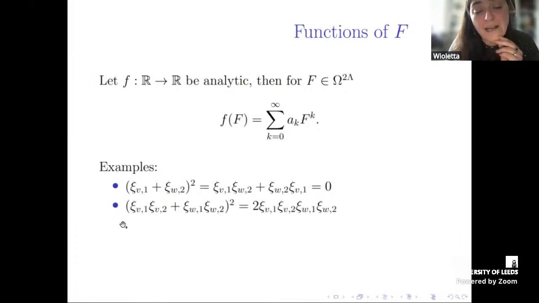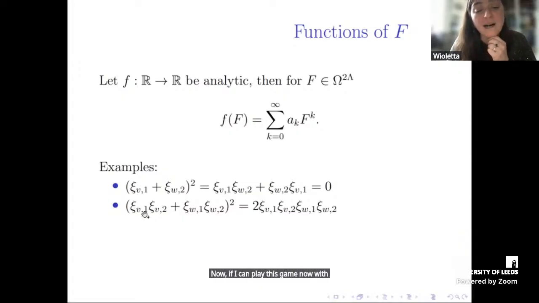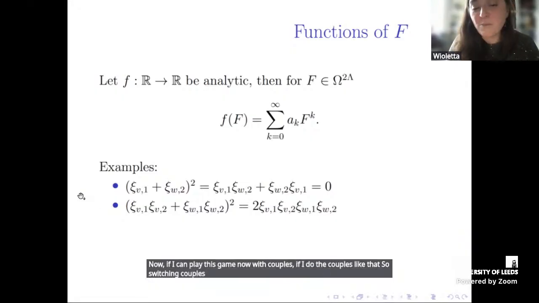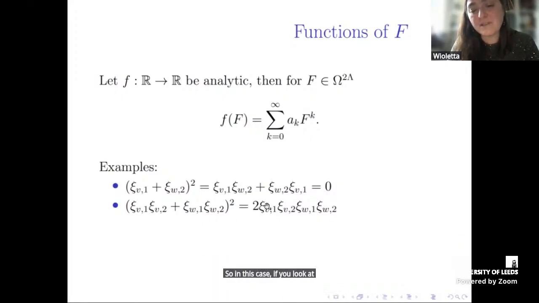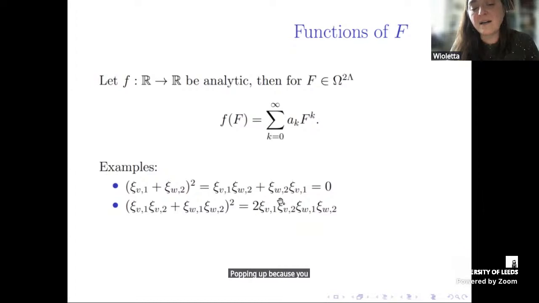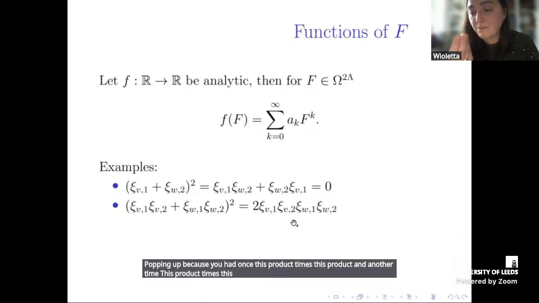Now, I can play this game with couples. Switching couples of 2 fermions makes them bosonic, and bosonic variables are commutative. So in this case, if you look at couples and then the square of the couples, you don't get 0, but you get this middle term popping up, because you had this product times this product once, and another time this product times this product, but then you switch the couples twice, which gives twice a -1, which gives a +1, so in the end you have twice this product.